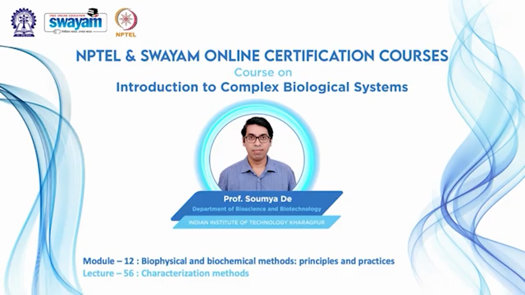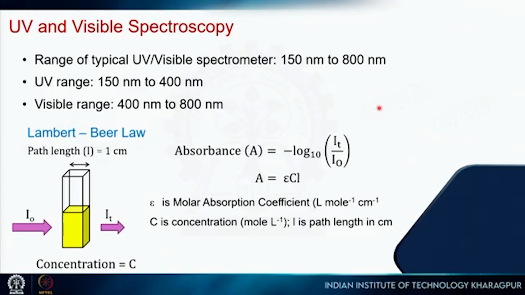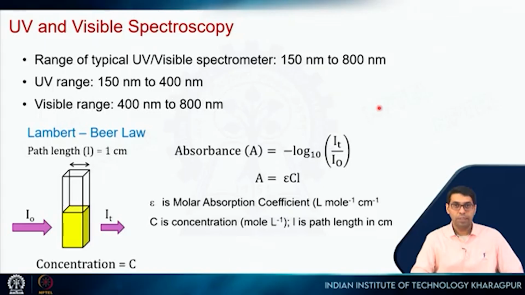Welcome to the final week of this course on Introduction to Complex Biological Systems. In this week I am going to talk about some biophysical and biochemical methods which are commonly used in biological experiments. Today I will start with UV visible spectroscopy, and then I will also talk about gel electrophoresis methods.